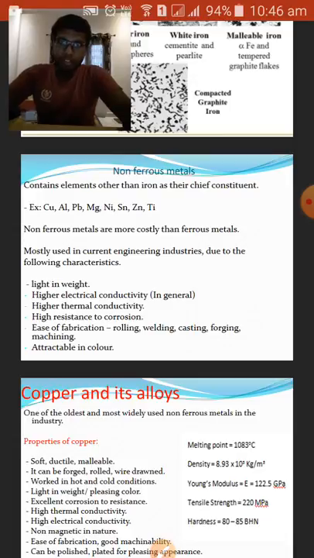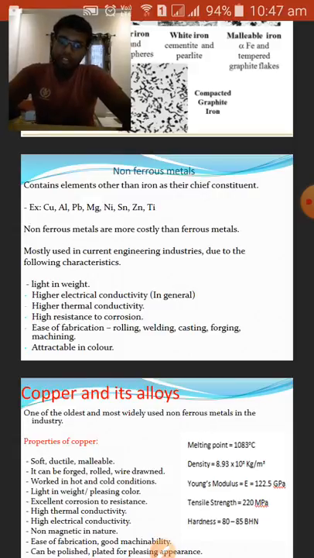So today we are going to discuss non-ferrous metals. Generally, metals are of two types: ferrous metals and non-ferrous metals. So what is the exact meaning of ferrous and non-ferrous? A ferrous metal is a metal which contains iron as a chief constituent, whereas the non-ferrous metal is quite opposite to that. That is, the non-ferrous metal doesn't have iron as its chief constituent.